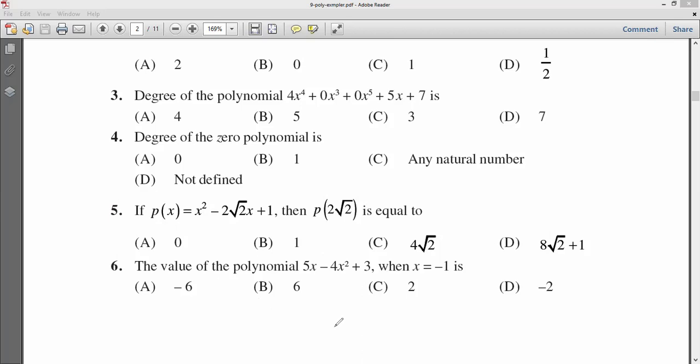Sir, answer will be 2, option C. Please explain how you got that answer. Sir, in 5 in place of x, we will put minus 1, then it will become minus 5. Then minus 4, instead of x square, it equals minus 1.